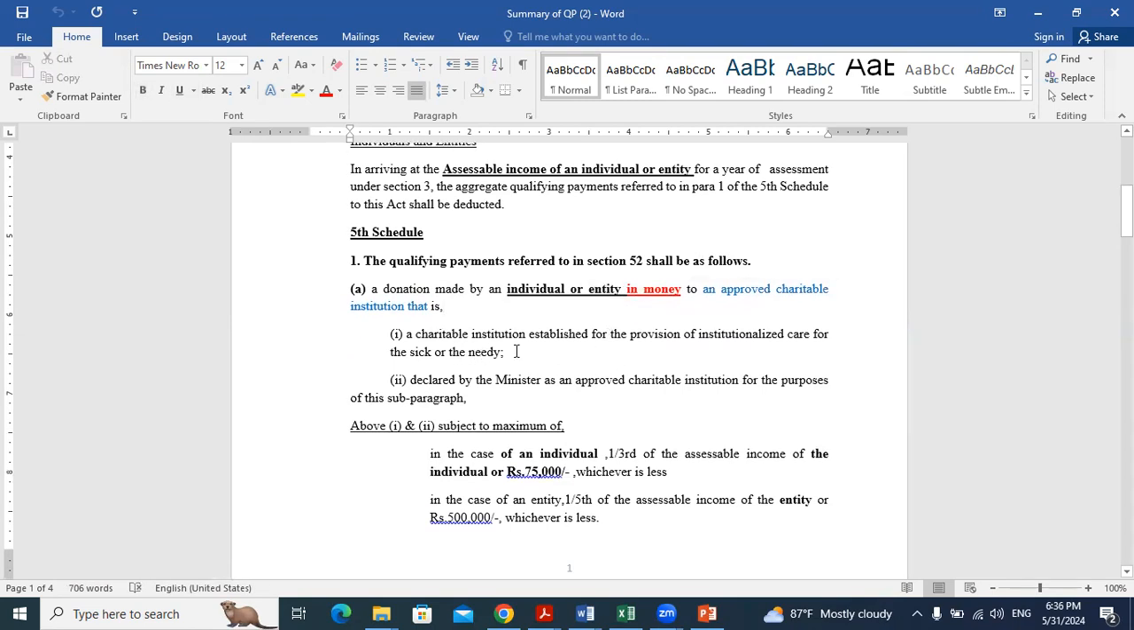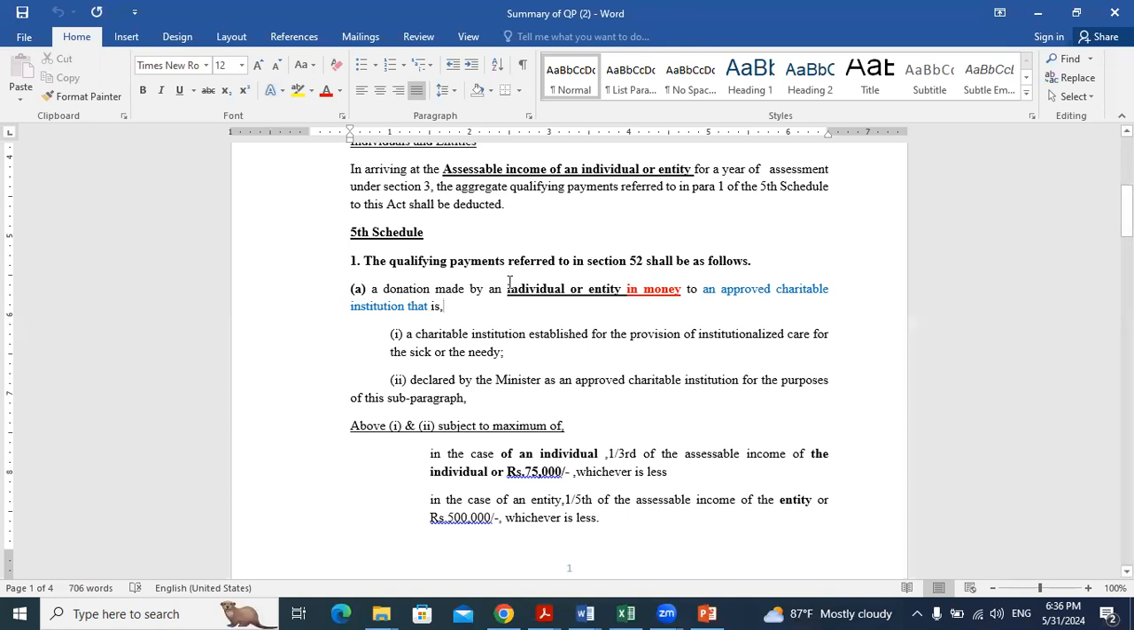Say, for example, there is an approved charity, and you have not donated something in money. Let's say there is an institutional approved charity that provides institutional care for the sick and needy. You donate some beds, or you donate some medicines, you donate some other needy items, but that cannot be treated as a qualifying payment. It has to be in money.